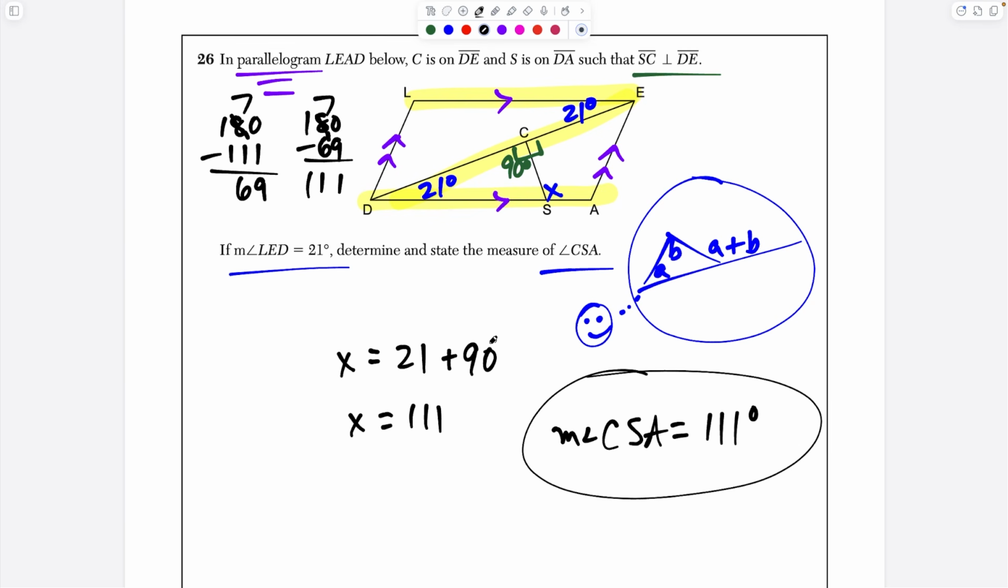But the exterior angles theorem is a direct shot. Okay, we don't have to do this two-step process here using the idea that there's 180 degrees inside a triangle and 180 degrees on a straight line. So I prefer to use this theorem here, but either way, we're getting 111 degrees.